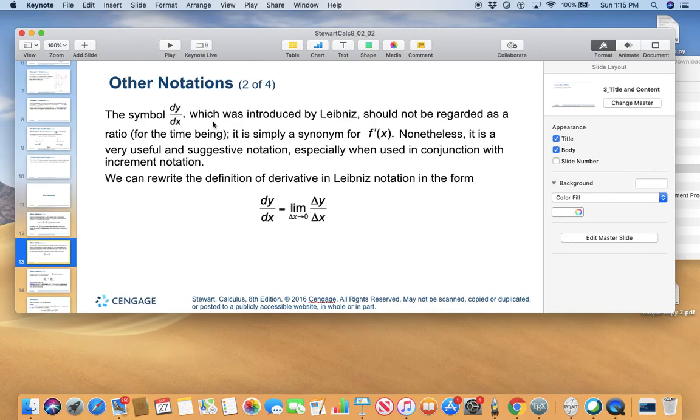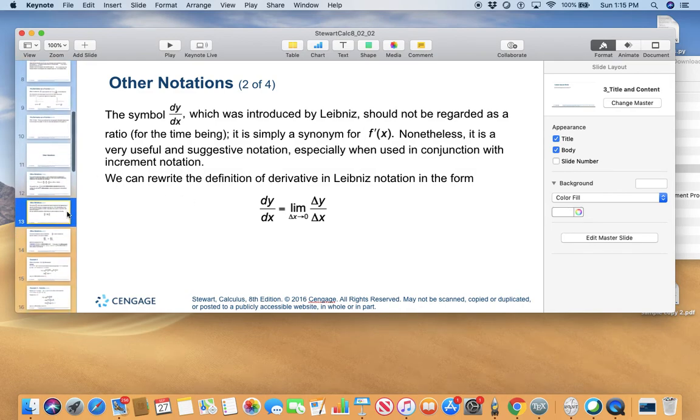The symbol dy/dx, which was introduced by Leibniz, should not be regarded as a ratio. It is simply a synonym for f prime of x. Synonym means it means the same thing as f prime of x. Nonetheless, it is a very useful and suggestive notation. Why is it useful here? You may think of dy/dx as the limit as delta x goes to 0 of delta y over delta x. So maybe you can see something. Basically, dy/dx actually has an advantage when you go to a function with many variables.